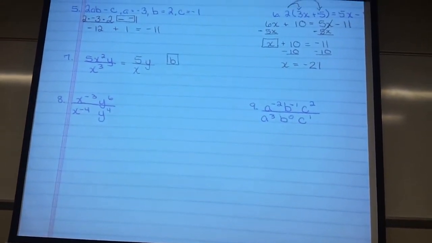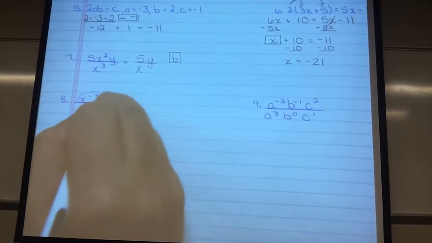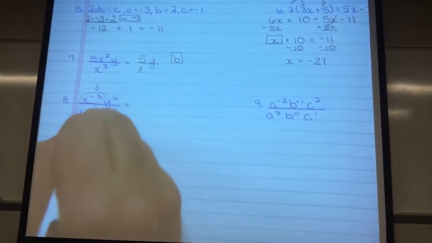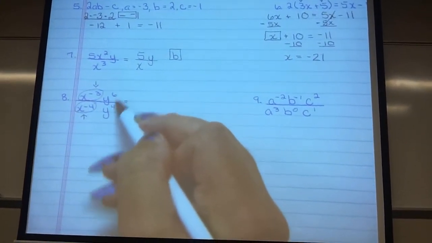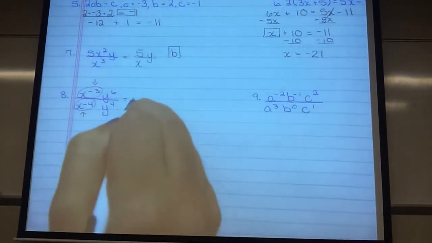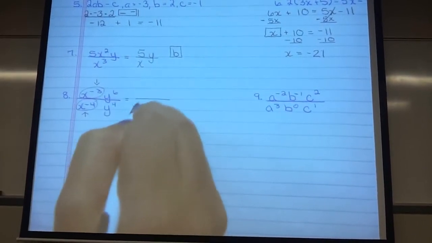With 8 and 9, I'm going to rewrite them. This one, I'm going to move to the bottom. And this one, I'm going to move to the top. I'm not moving these. Why wouldn't I move these? They're positive, they're good. They're already positive. They can stay where they're at. Just the negative ones I want to move. So this is going to come downstairs.